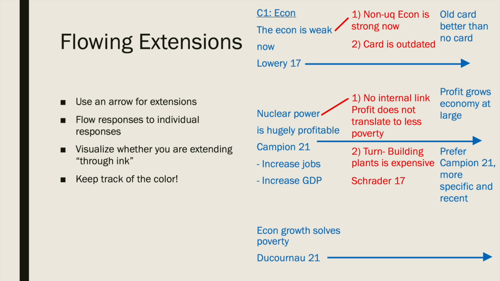The other cool thing about flowing is it really helps you visualize where you are extending through ink. So in this example, there's not any extending through ink because I answered, quote unquote, answered the responses to the case before I drew the arrow. But if I were to not answer and you have this wall of red text and then an arrow going through it, it's pretty clear that that probably is not going to make sense to the judge because you're just ignoring that wall of red ink. And again, you're going to want to keep track of color here because anytime you get into the rebuttals, sometimes the colors can get a bit confusing.